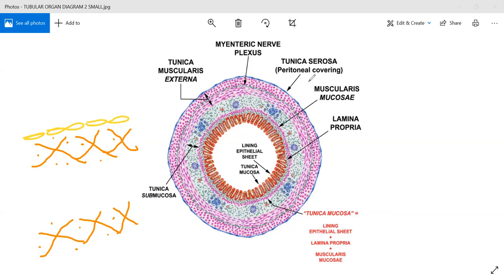If we don't have mesothelium, we call it adventitia. In the esophagus, we have tunica adventitia, while in the other parts, we can see tunica serosa. And in the pictures, I will show them to you. So these are the general structures which we have for the alimentary canal or digestive tract or GI tract.